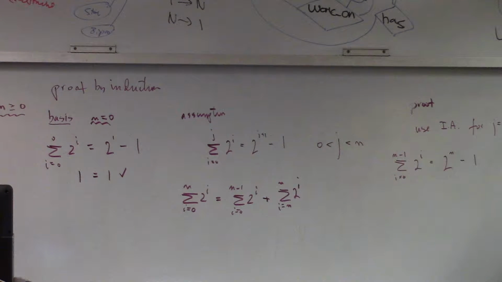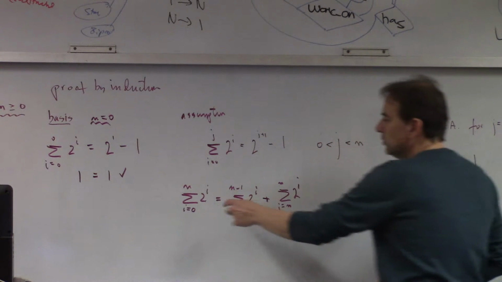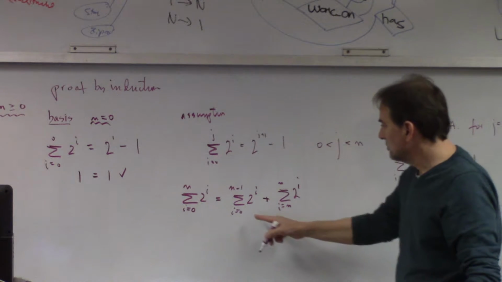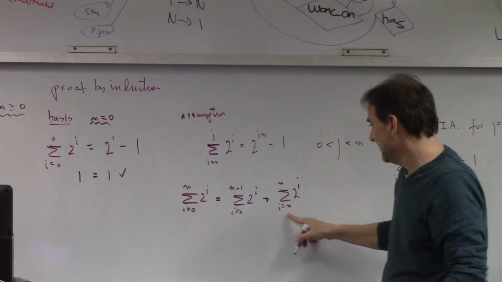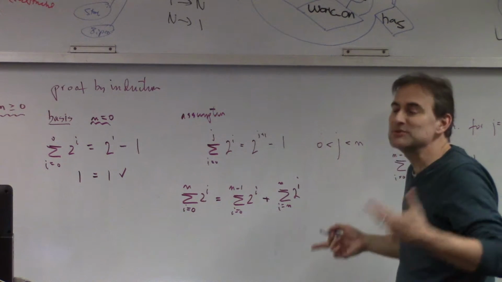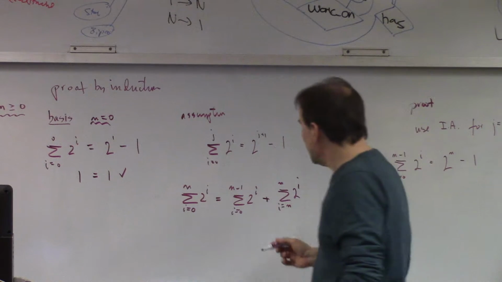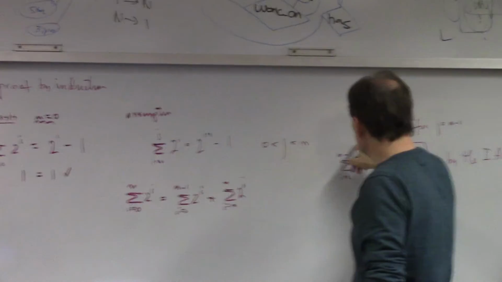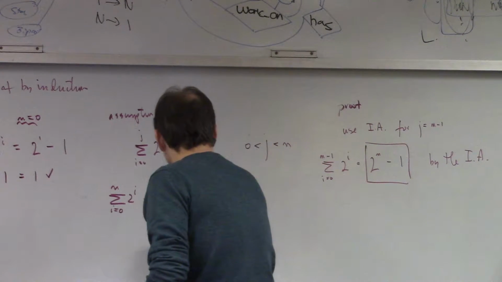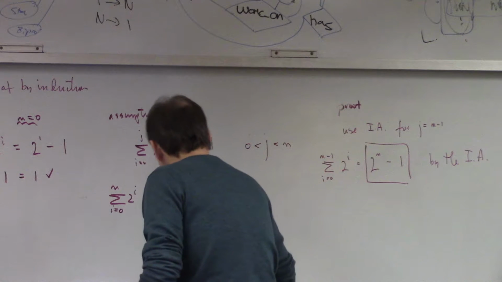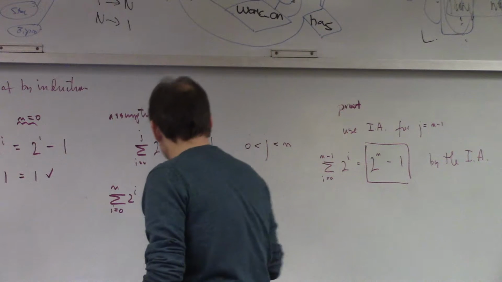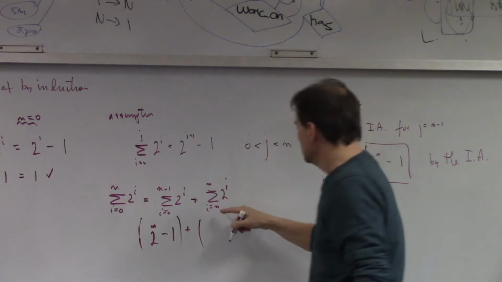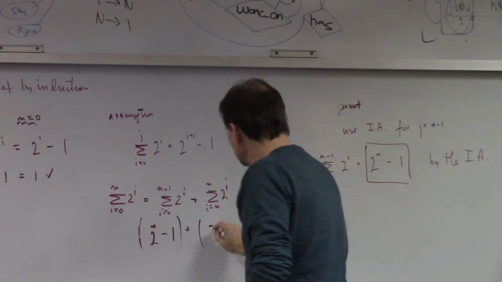Does that make sense? So how many terms are here? n minus 0 plus 1, so it's n plus 1 terms. How many terms are here? This is going to be n, and this is 1. So it's the same number of terms. They're the same terms. So now we know by the inductive assumption that the value of the first sum, from 0 to n minus 1, is actually equal to 2 to the n minus 1. How do I know that? By the inductive assumption. And then I'm going to add to it this one term, and this one term is just equal to 2 to the n.